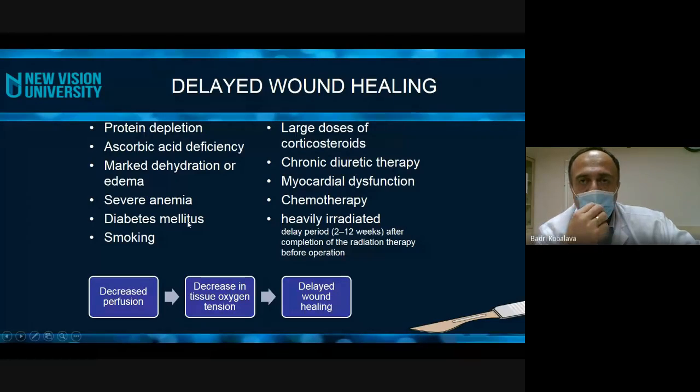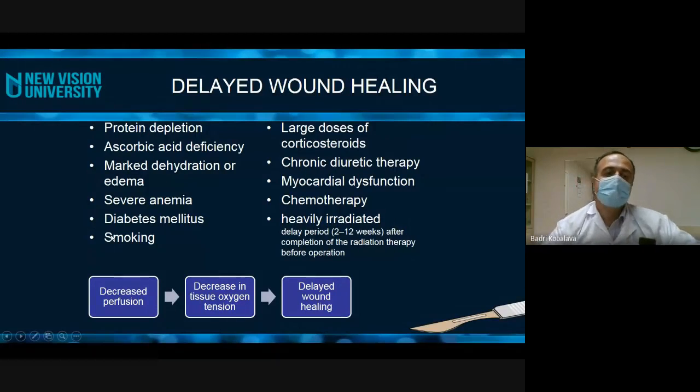Diabetes mellitus affects small vessels, small caliber vessels. This is called diabetic angiopathy, and because of diminished blood supply, it also affects wound healing. And smoking causes spasm of the capillaries, precapillaries, and decreases blood supply to tissues.